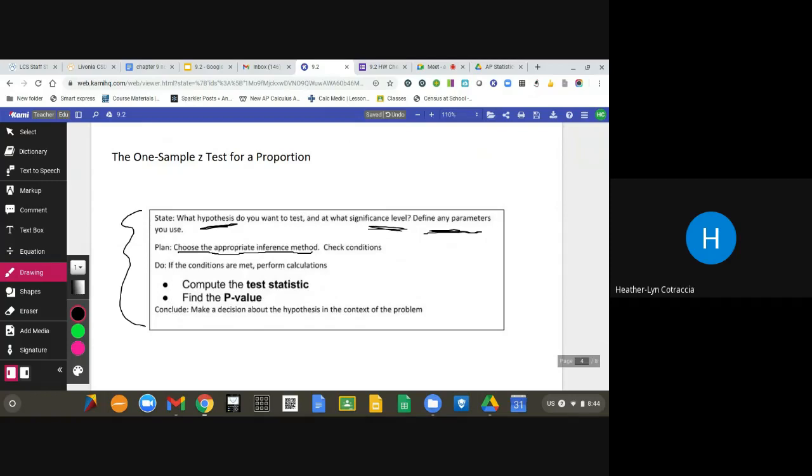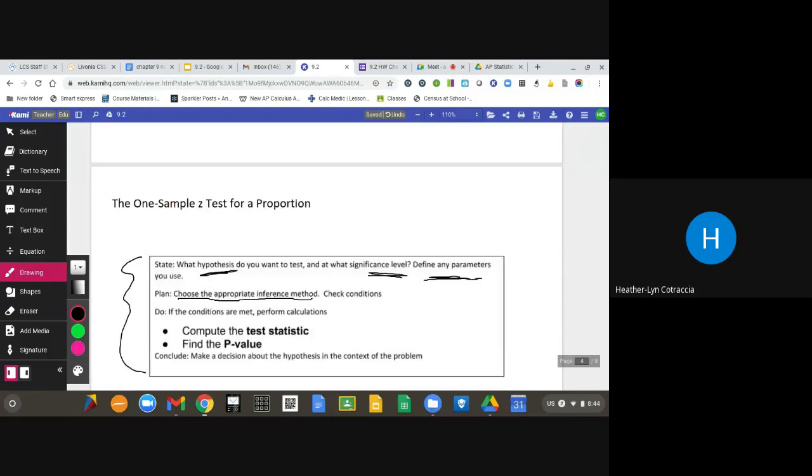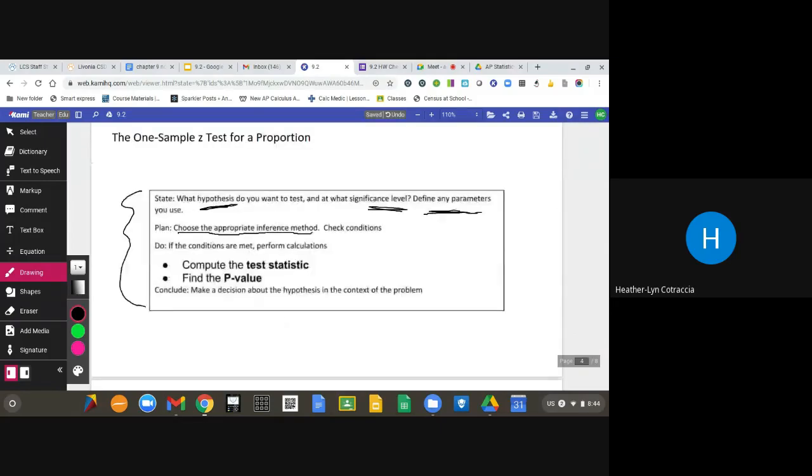And then you check the conditions, and then you do slightly different than before. You're going to compute your test statistic, so that's using this generic formula. Again, I'm going to show you the more specific formula in just a moment. You're going to find the p-value. To find a p-value, it's a probability, so you're going to use normal CDF, and then depending on what's in the alternative, that will tell you whether it's a less than or a greater than, and that will help you to decide what numbers go in your normal CDF. And then your conclusion, and make sure you put your conclusion in context.